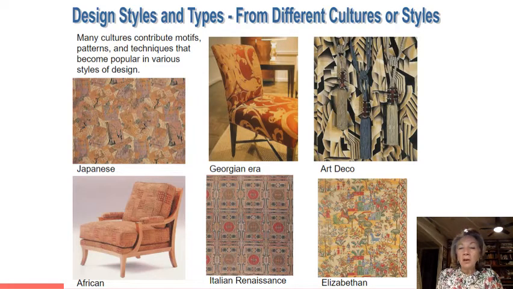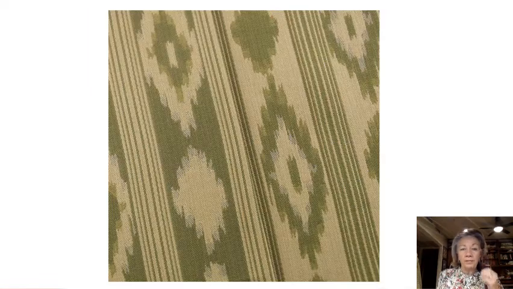Many cultures around the world contribute motifs, patterns, and techniques that become popular in various styles of design. Here we have on the left some Japanese influenced fabrics, some Georgian era in the center, and then some Art Deco that actually comes out of the United States. On the bottom, we have Italian Renaissance and Elizabethan. So all types of design styles that show the historic origin.